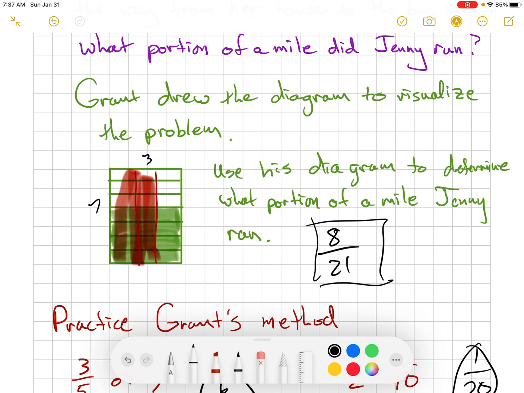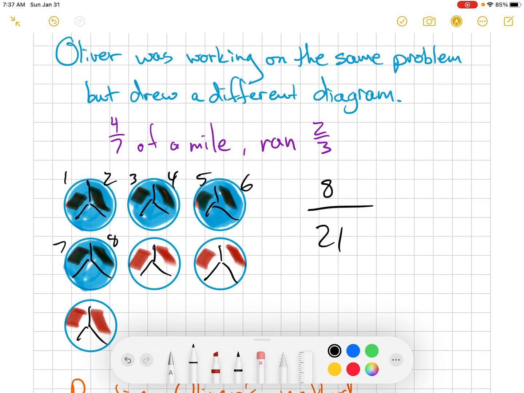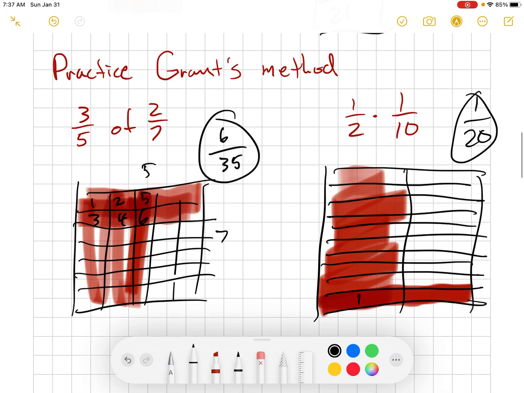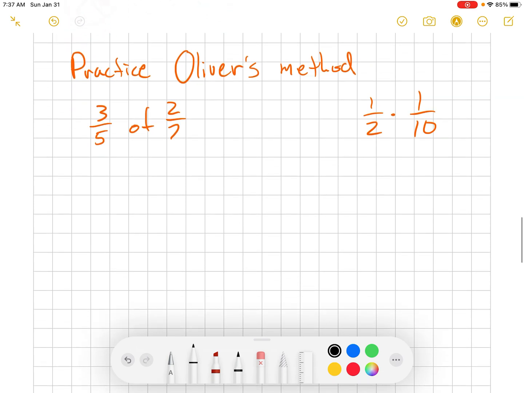Grant has that rectangular one, which works out nice, but sometimes this circular type works really well. So you're going to do these exact same problems, but not with Grant's method. You're going to do them with Oliver's method. And we should expect 6/35 and 1/20. Let's go check. All right, so let's practice Oliver's method.